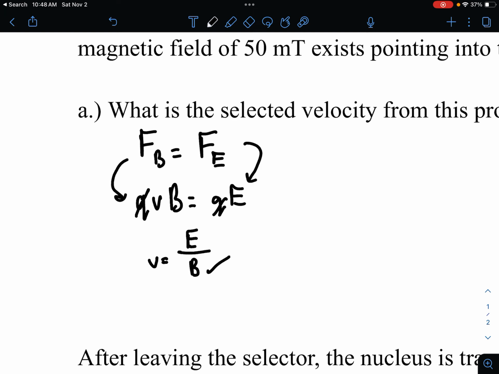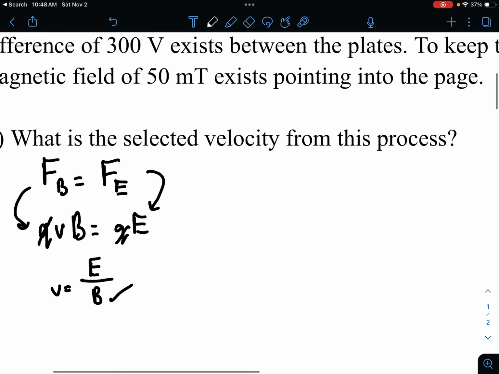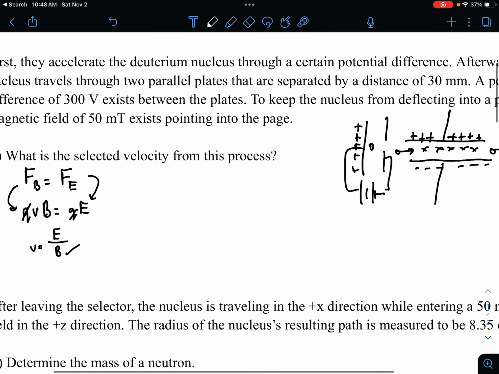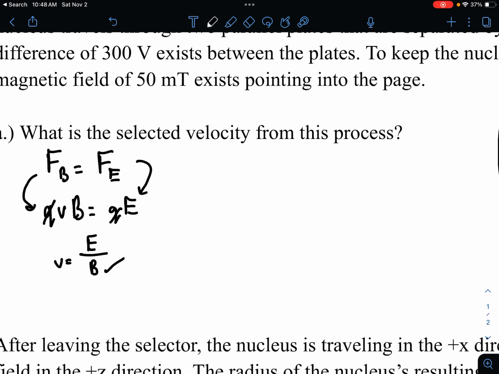We know the magnetic field, but we don't know the electric field. That's okay, because we know the voltage across the plates, and we know the distance of separation. So we know that V is equal to voltage, by the way, so big V. Big V voltage is equal to the electric field times the distance of separation for parallel plates. So I can solve for E if I know the voltage is 300 volts and the distance of separation is 30 millimeters.